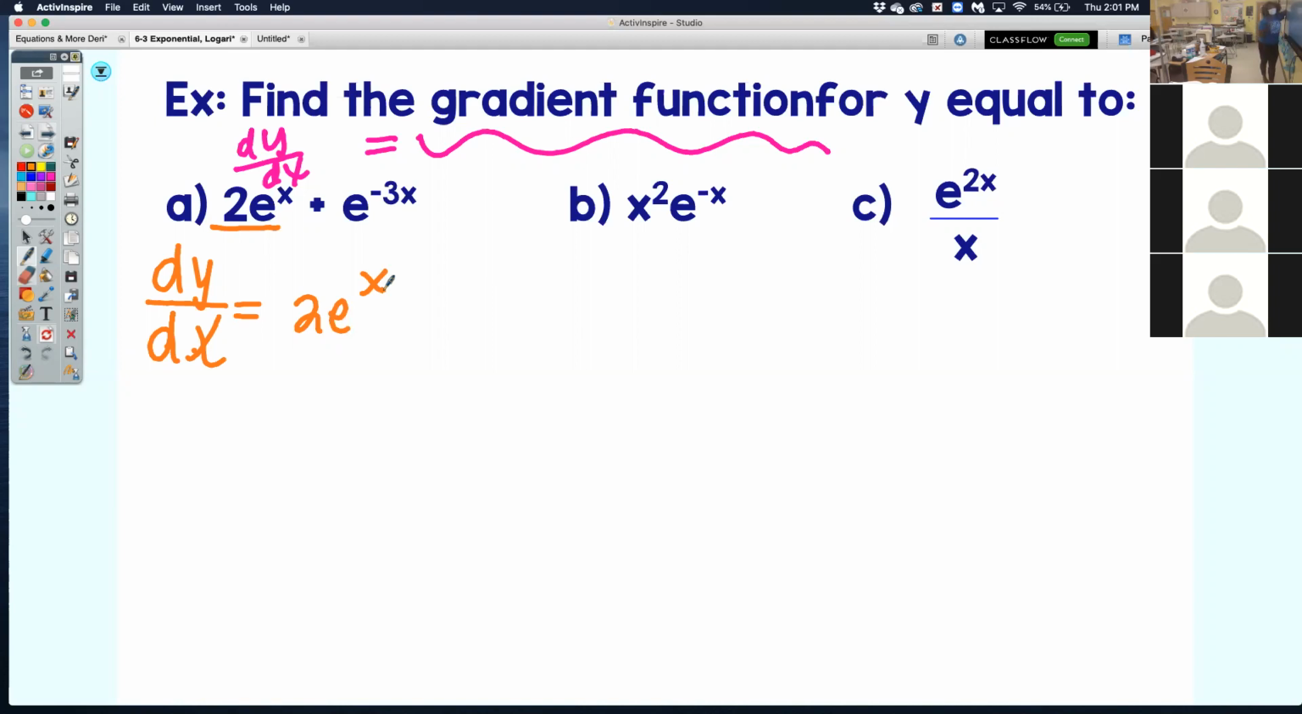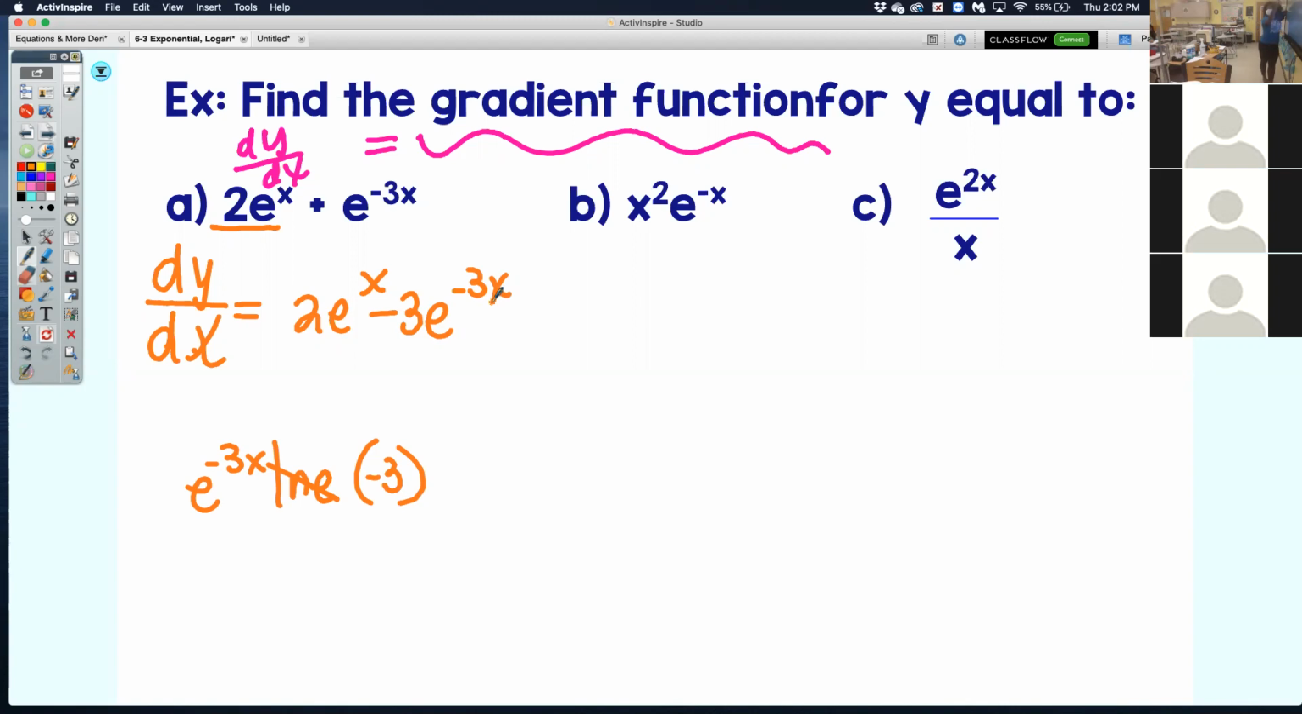So you leave the constant how it is. You take the derivative of e to the x. Luckily enough, it's just e to the x. However, for e to the negative 3x, we're going to have to use what? Well, e to the negative 3x times ln of e times the derivative of the function. Now, yes, you can use that last rule there. What's the ln of e? So this goes away, so it's just negative 3e to the negative 3x.